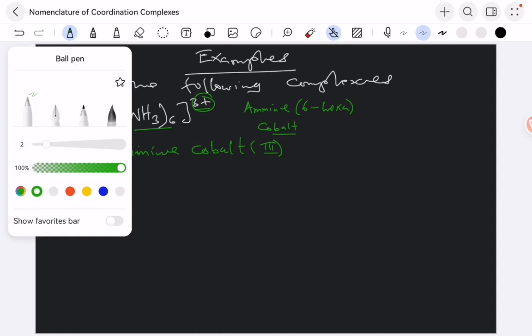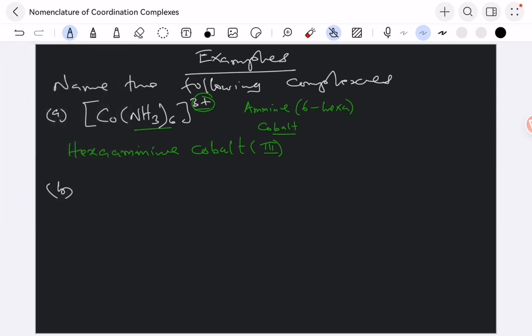Let me give another example. Let's say we have K4[Fe(CN)6], with a negative charge. So how do we name this one? Remember, it's on the negative side.